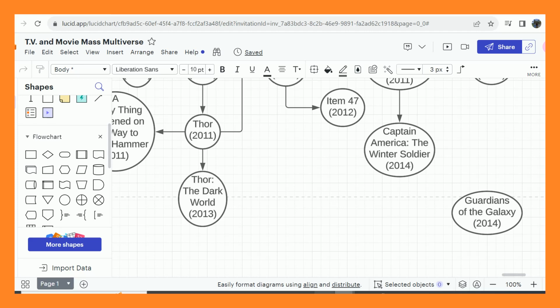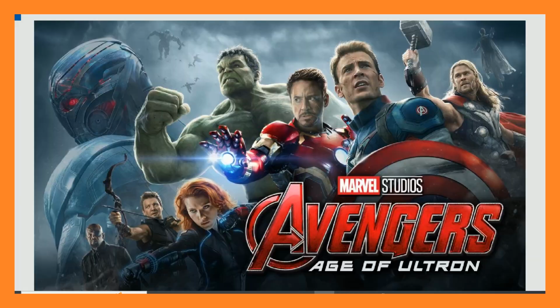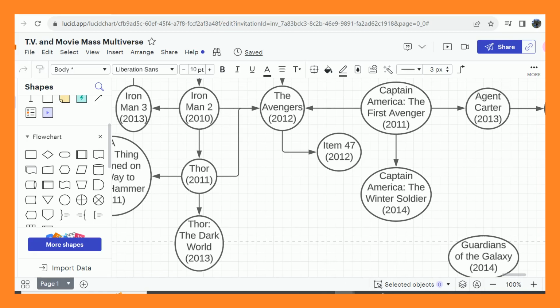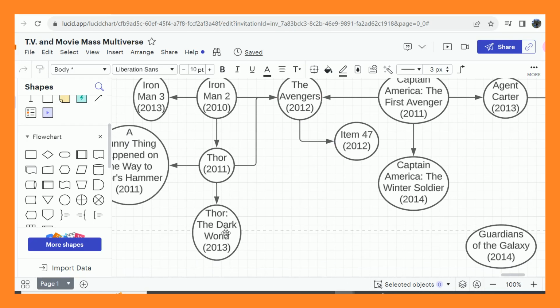Now, the next team up, Avengers: Age of Ultron, which will be a direct sequel to the Avengers, but then I'm also gonna connect the other movies that happened before them. Yeah, I'll show you. Age of Ultron, 2015.